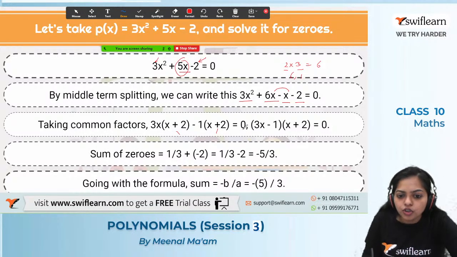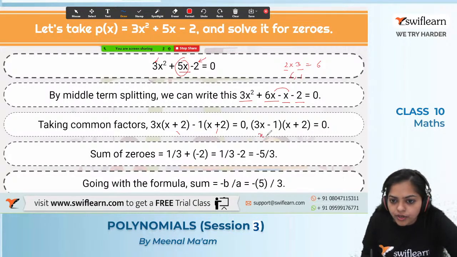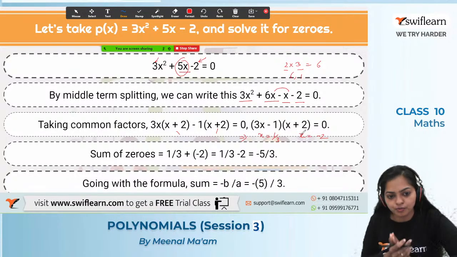Got it? So what are my zeros? The first zero is x equals 1 by 3, and the second zero is x equals minus 2. Got it? If I solve these two, I will get x equals 1 by 3 and x equals minus 2 as zeros. Alright.